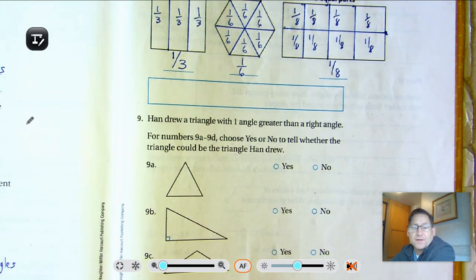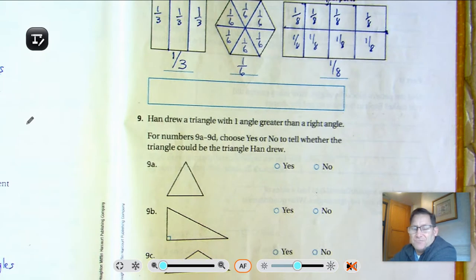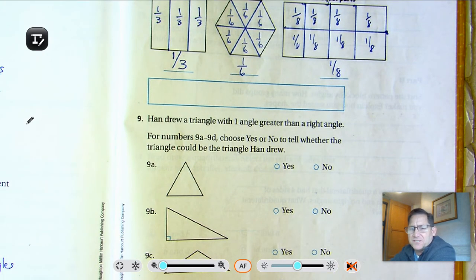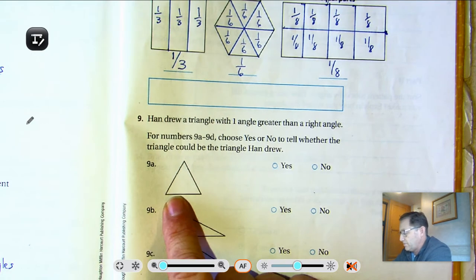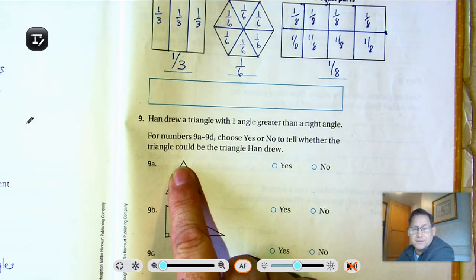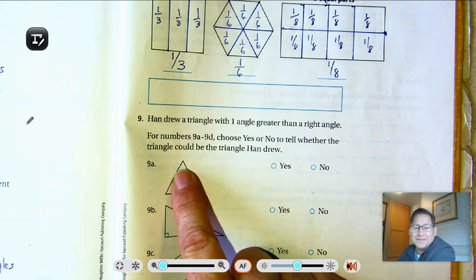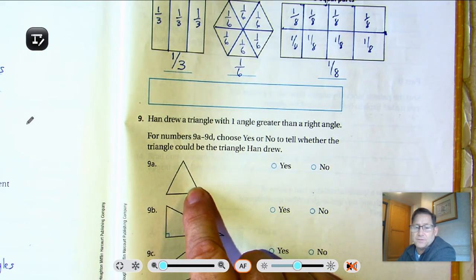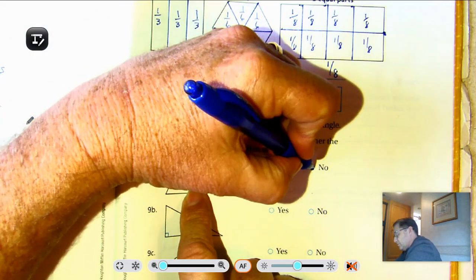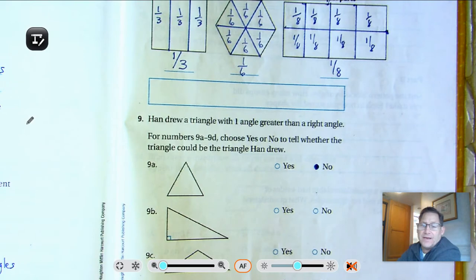All right, number 9. This blue box, there's nothing that you really need to put in there. I believe that's just a note for teachers. All right, number 9. Han drew a triangle with one angle greater than a right angle. For 9A through 9D, choose yes or no to tell whether the triangle could be the triangle Han drew. Okay, so here we look at the corners of this triangle, and all of them are less than a right angle. So that's not the triangle he drew because it doesn't have an angle greater than a right angle.